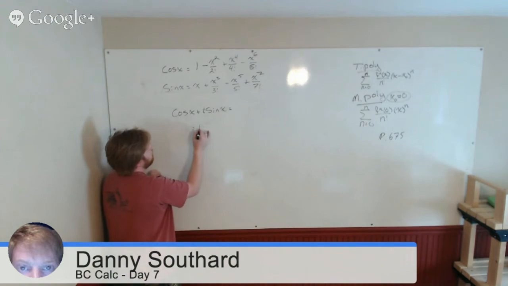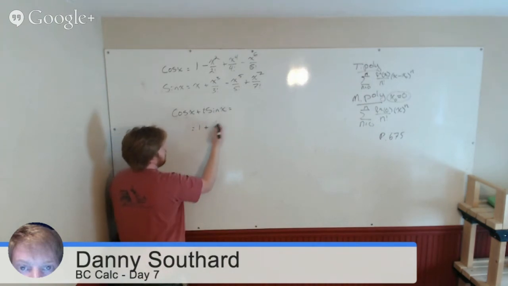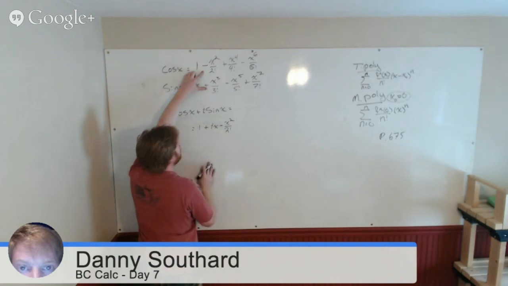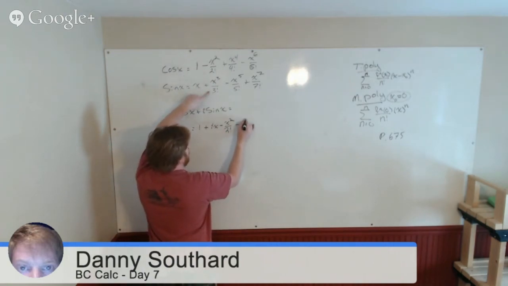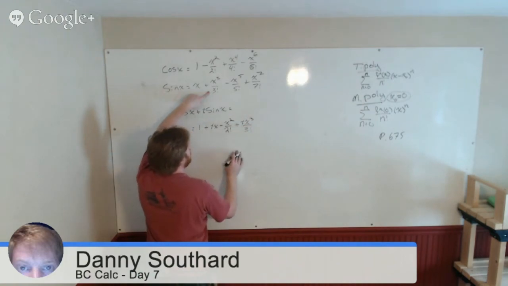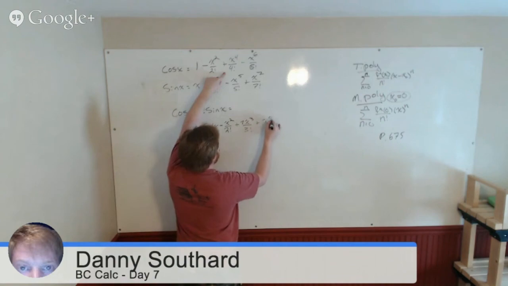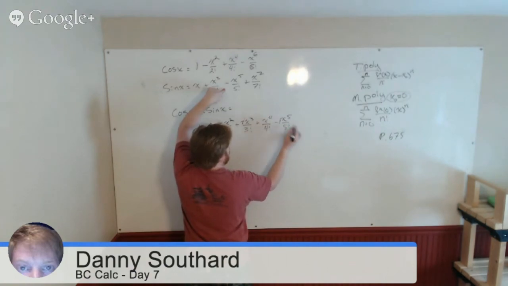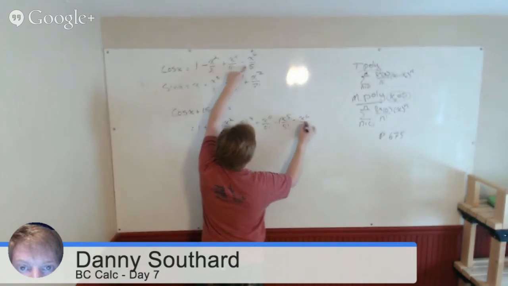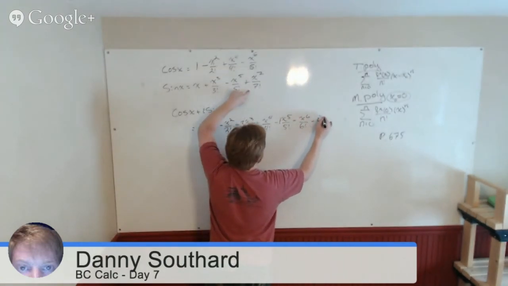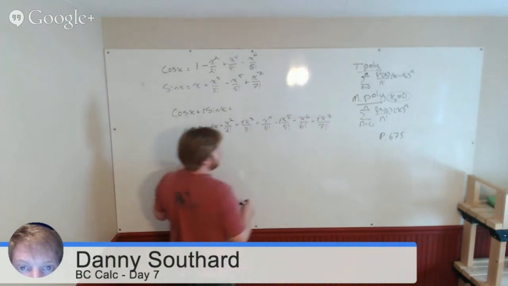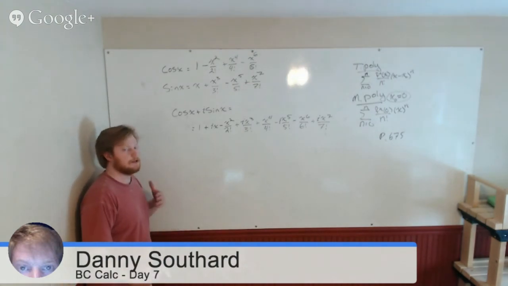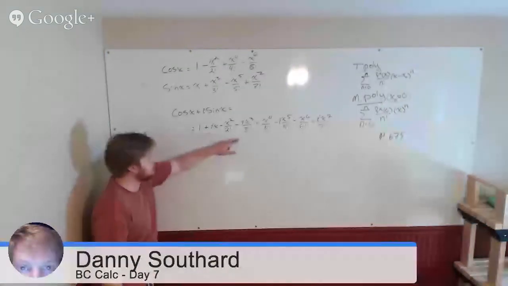let's see, 1 plus ix minus x squared over 2 plus ix cubed plus x to the 4th over 4 factorial minus x to the 5th over 4 factorial. That's got an i. Now this sort of looks like e to the x. The problem is there's a bunch of i's in there.